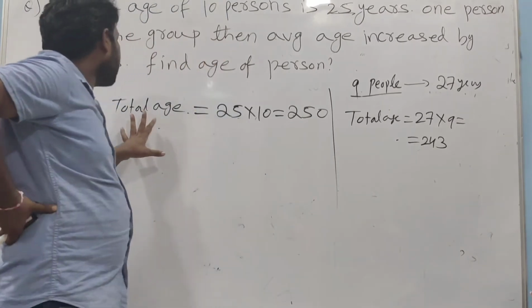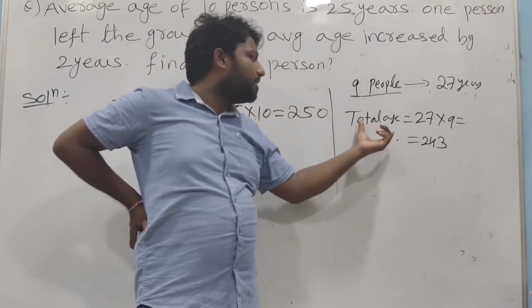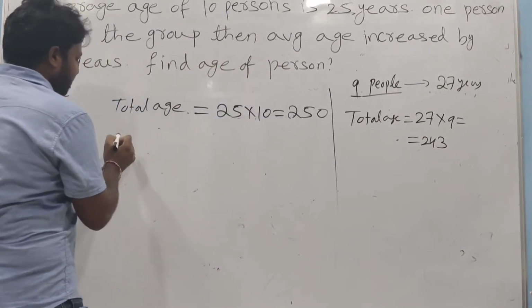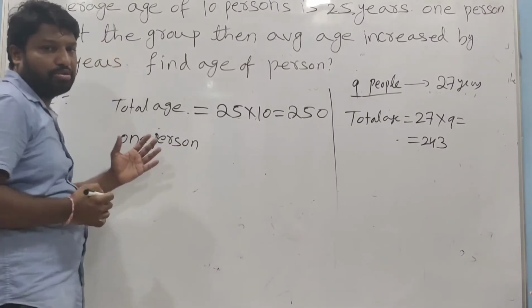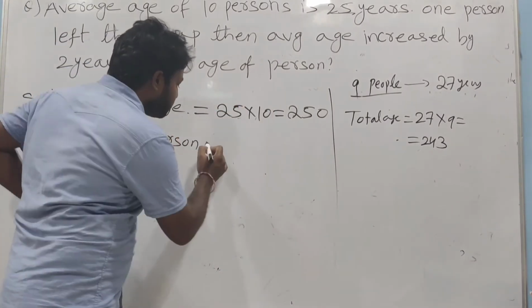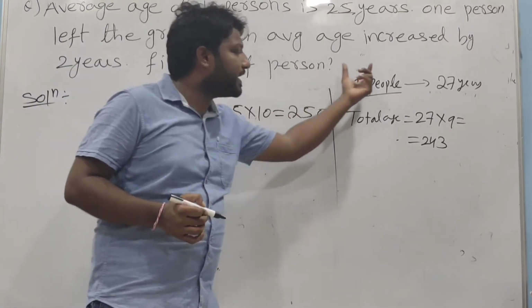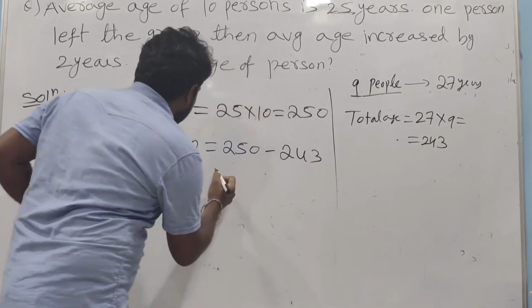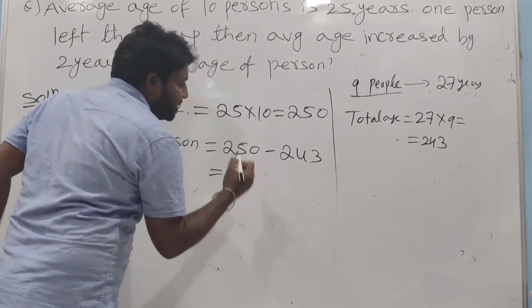Now see this. Initially when 10 people are there, their sum is 250. Now 9 people are there, their sum is 243. So the one person who left the group, his age will be: out of this 250 for 10 people and 243 for 9 people, 250 minus 243. It is nothing but 7.